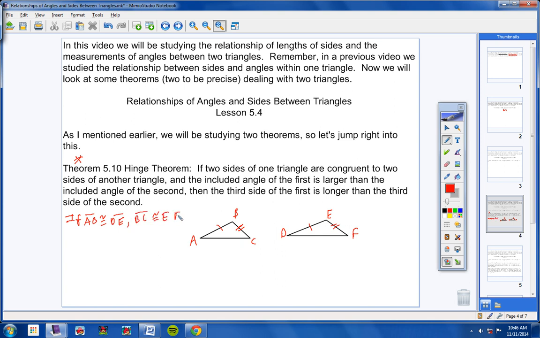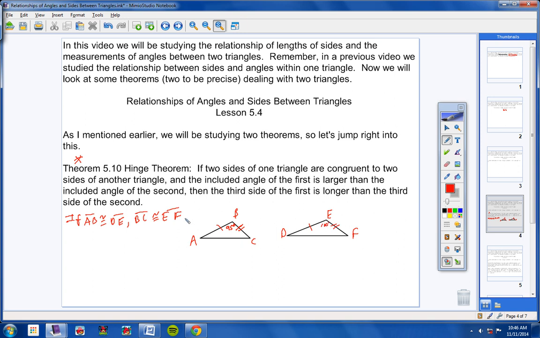Now what else, guys? Here we go. You ready? What else? The included angle of the first. Now here's your two sides. So what would the included angle be? B. Here's your two sides. What would the included angle be? E. Okay? So the included angle of the first is larger than the included angle of the second. So we're going to call this, I don't know, 95 degrees. And we'll call this 100 degrees. Okay? Just making up some numbers.